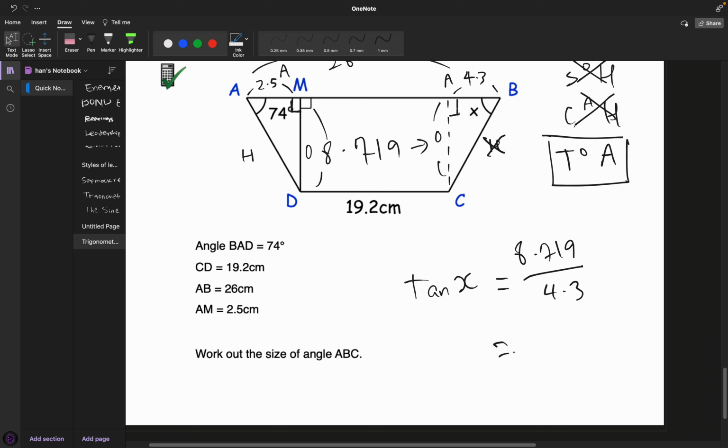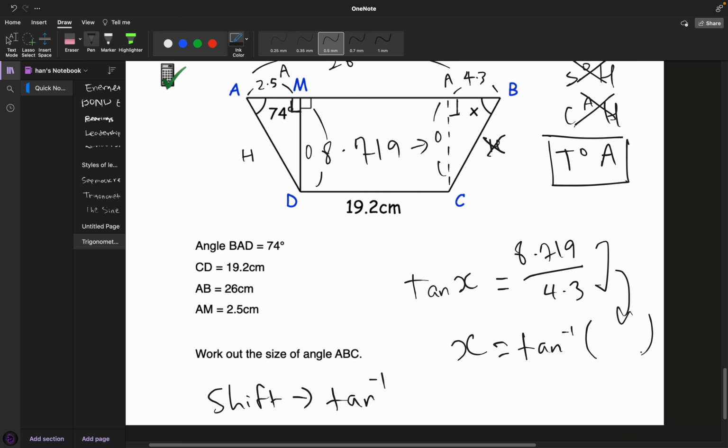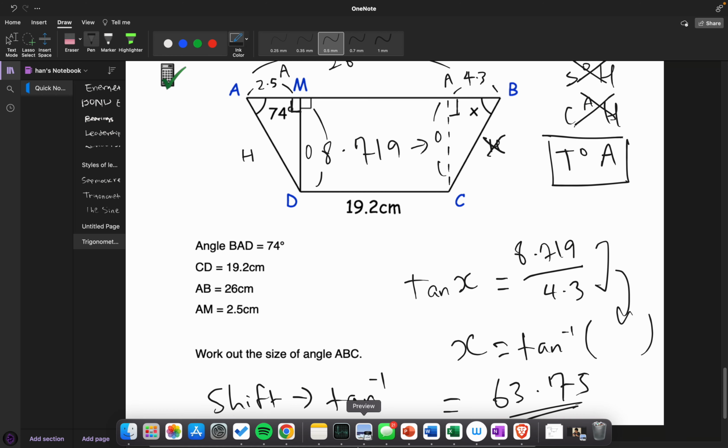If we do that, 8.719 divided by 4. Wait, actually, I should do this first. We can get rid of the tangent by x, and you put shift, and you go tangent minus 1, right? If you press shift and then tan, you got tangent minus 1. And in your calculator, you get tangent minus 1 and a bracket, and you'll input this fraction into here. If you do that, shift tangent and then fraction 8.719, denominator is 4.3. If you do that, you will get an answer of 63.75 to 2 decimal places, and that'll be the size of angle x. That is all you need to know for trigonometry concerning 2D shapes.